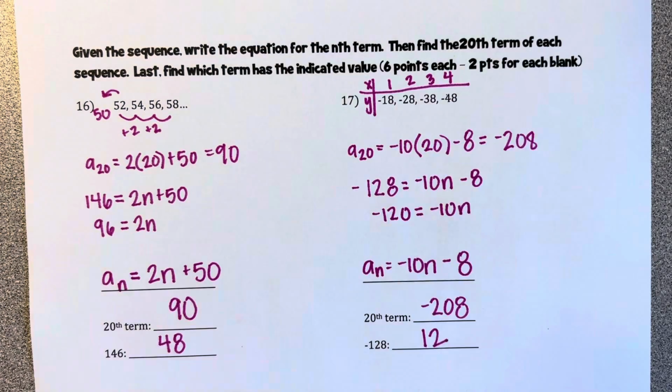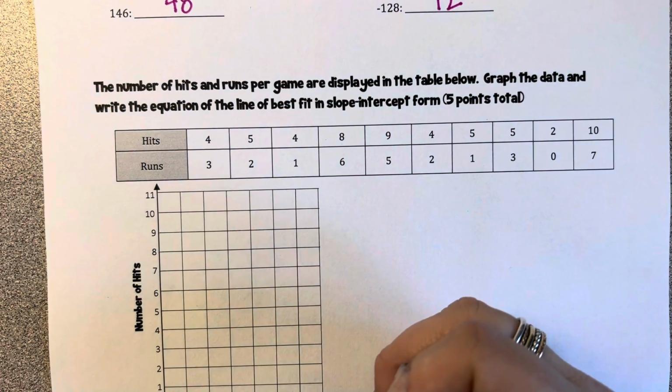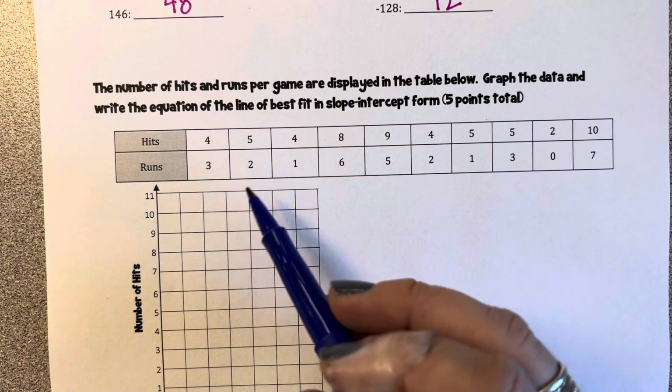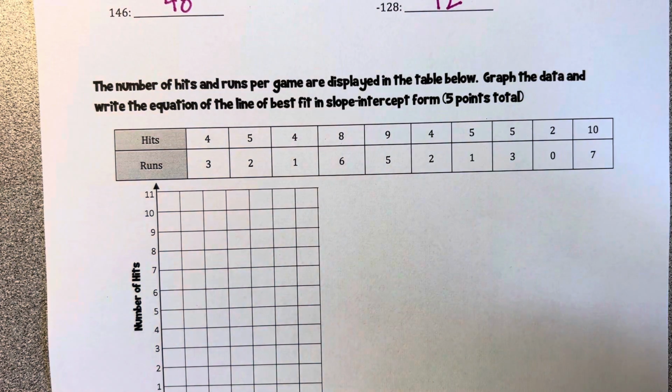Okay, on to scatter plots. Again, I know that your homework on scatter plots and the examples we did in class were kind of the hardest that you would be expected to do. They will not be that hard on your test, okay? On your test, it's gonna look more like this. So runs are on the bottom, hits are on the side. So we're gonna graph our points. Then we're gonna write the equation of the line of best fit in slope-intercept form.